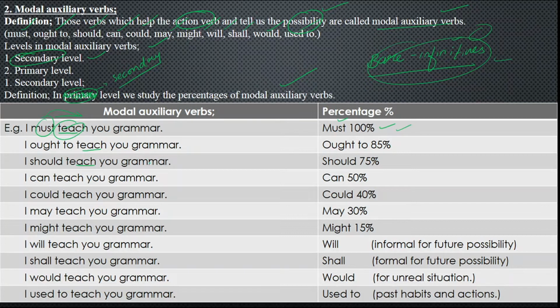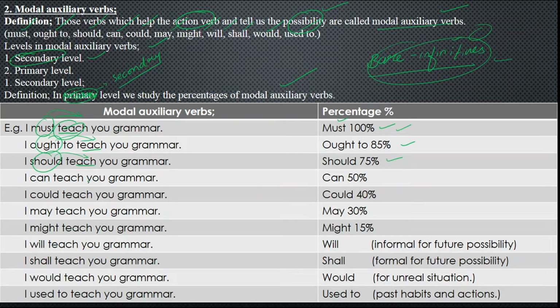And I ought to teach you grammar. Ought to is less stressable than must and more stressable than should. So it means 85%. I ought to teach you grammar. Should is less stressable than ought to and must, and it is used for 75%. I say, I should teach you grammar. Again, should is helping the action verb and telling you the possibility of an action.